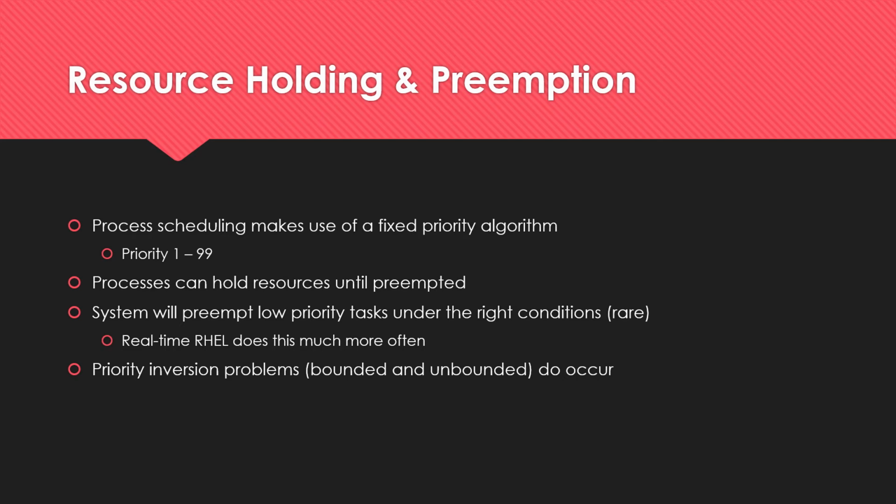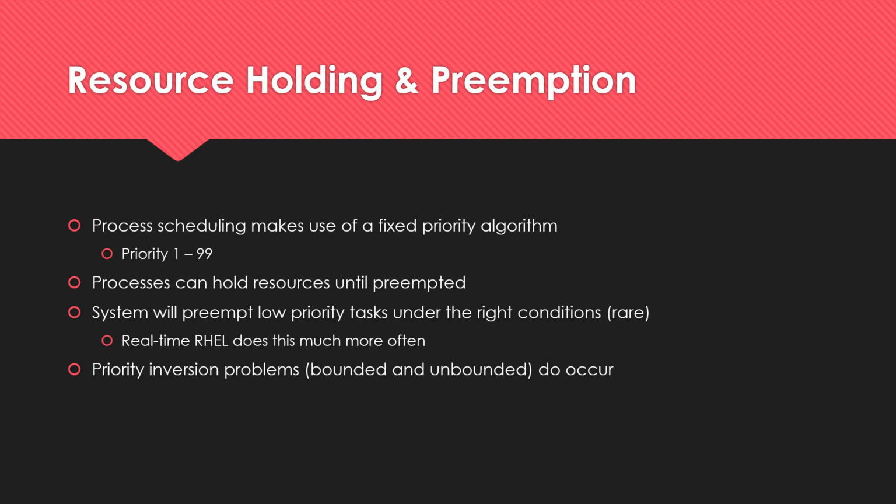Real-time Red Hat, by way of contrast, is fully preemptible and makes much more frequent use of CPU interrupts, which allow it to avoid some of the priority inversion problems that standard Red Hat faces. Priority inversion is the name given to the scenario just described, where a low priority task holds a resource that a higher priority one needs.